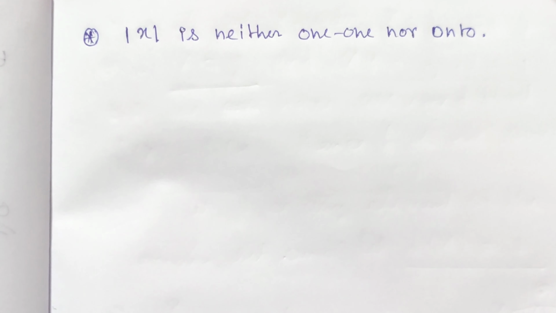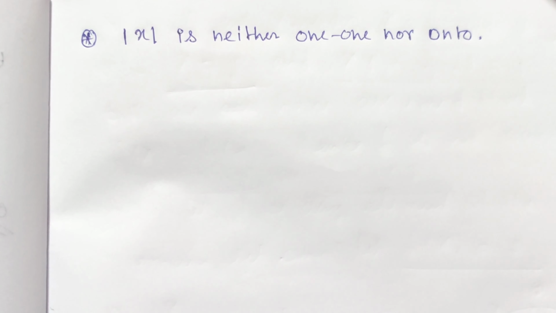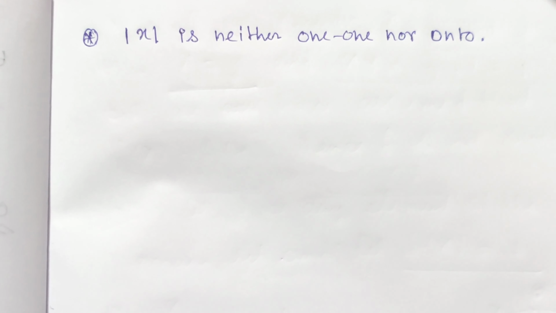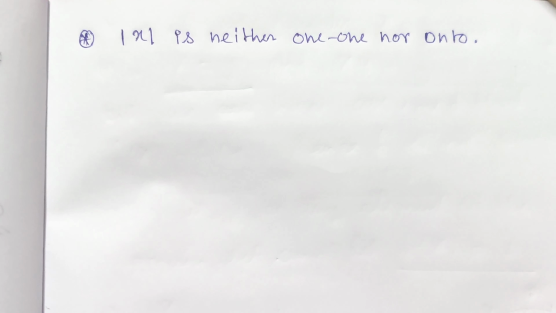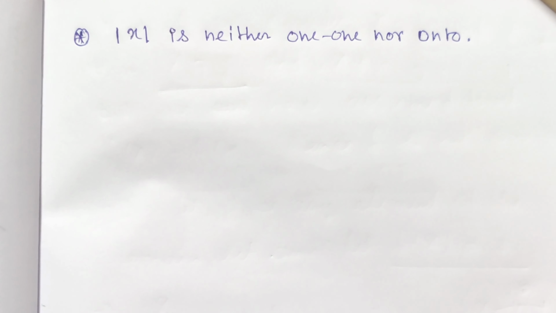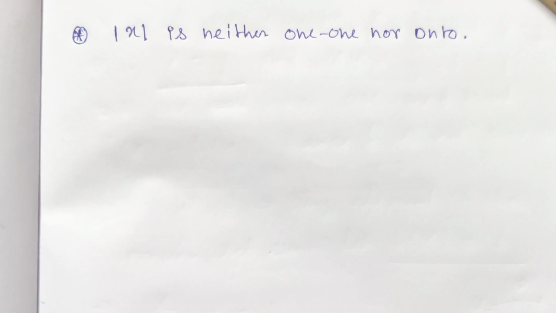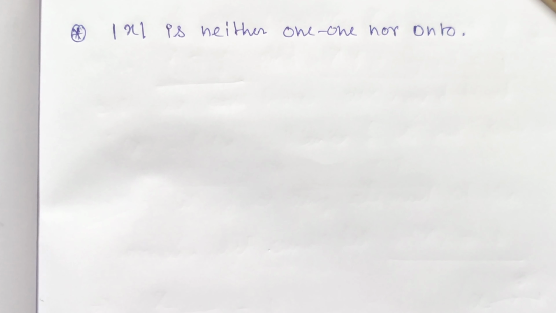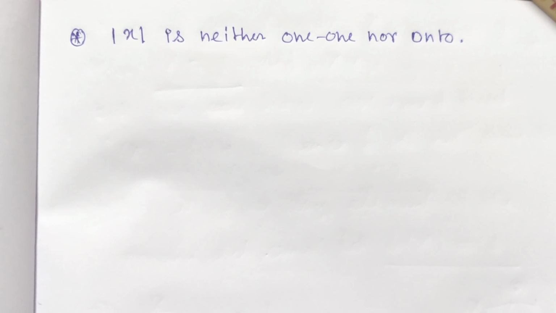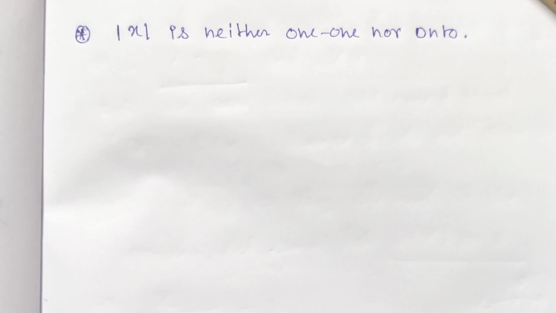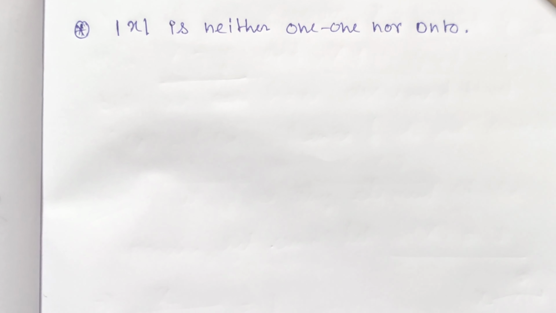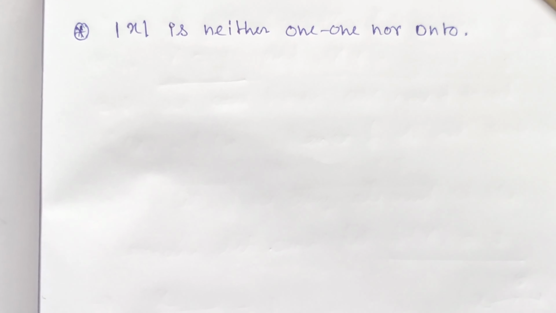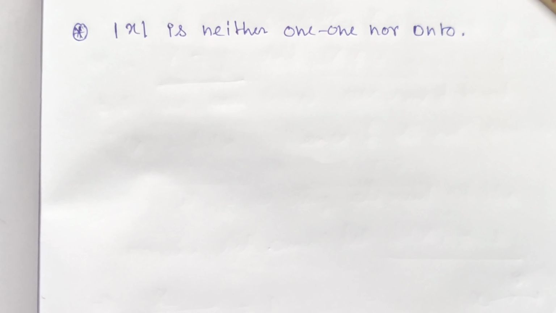Let us solve a problem: mod x is neither one-one nor onto. You know that a function is said to be one-one if for two different pre-images we get two different images, or if the same images imply the same pre-images, then the function is called one-one. And for onto, all the elements in the codomain set must have a pre-image in the domain set.